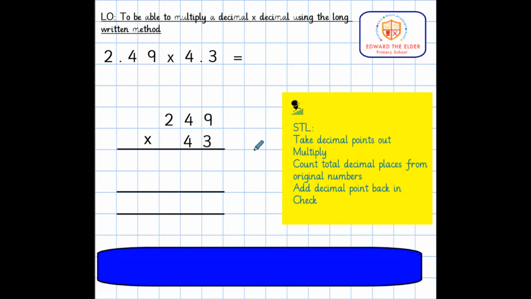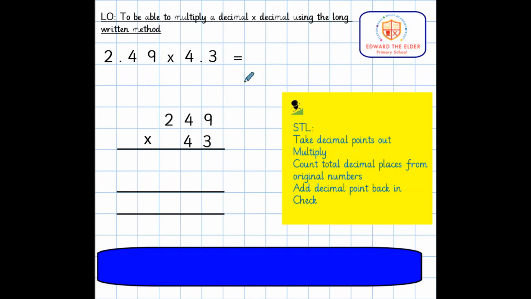In Year 6, we move on from Year 5's learning and increase the amount of digits for long multiplication. We also further extend our learning through word problems and reasoning. Here, I will model the final method on our calculation policy for multiplication. Let's take a look at our learning objective: to be able to multiply a decimal by a decimal using the long written method.